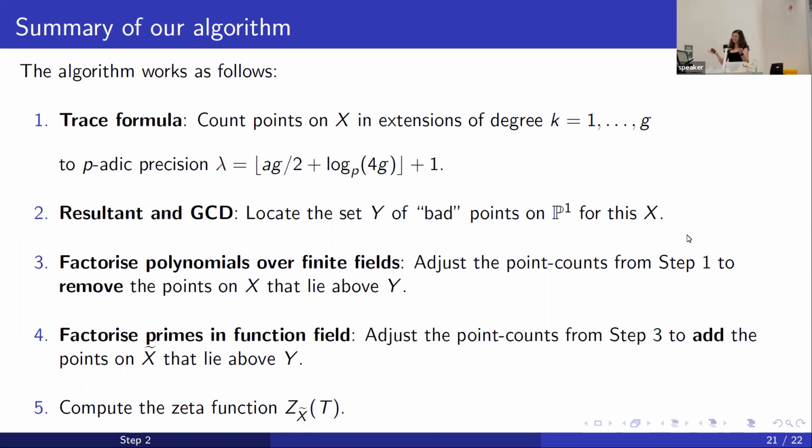And by the Weil conjectures, we have symmetry in the coefficients of the numerator of that zeta function. So those g point counts are enough to actually recover the zeta function. And we are done. That's all.